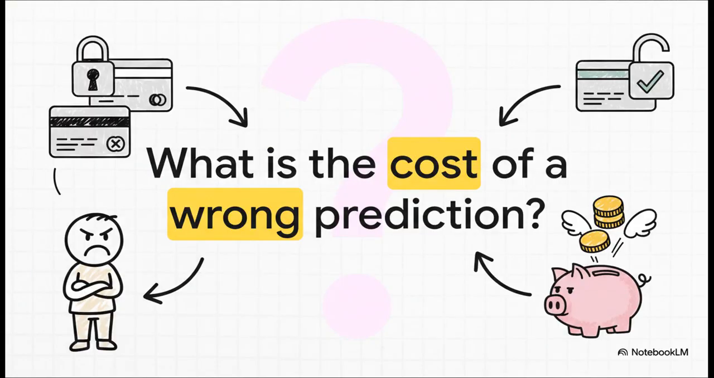Now, before we go any further, the architect has to ask a really critical question. What happens when our model messes up? Because it will, and it can fail in 2 ways. On the one hand, it could block a totally legitimate transaction, which really annoys a good customer. On the other hand, it could let a fraudulent one slip through, costing the company real money. Deciding which of those errors is worse is a huge deal. It shapes everything that comes next.